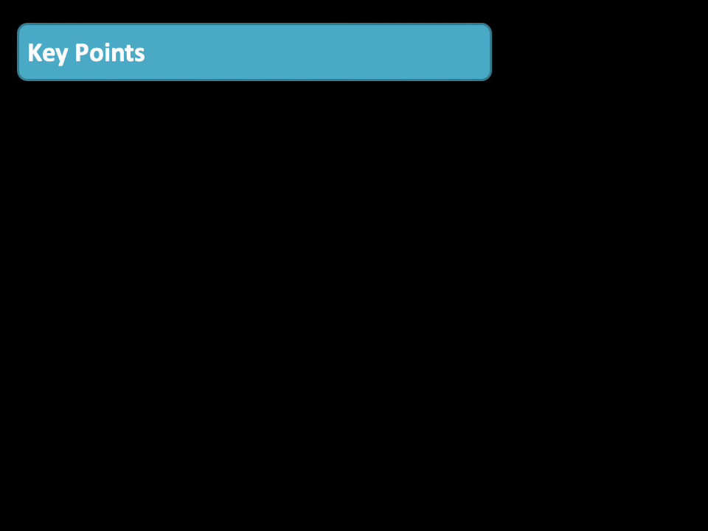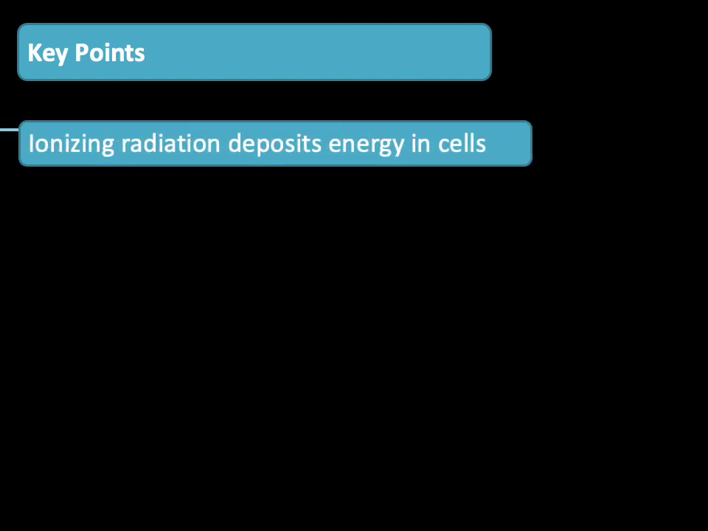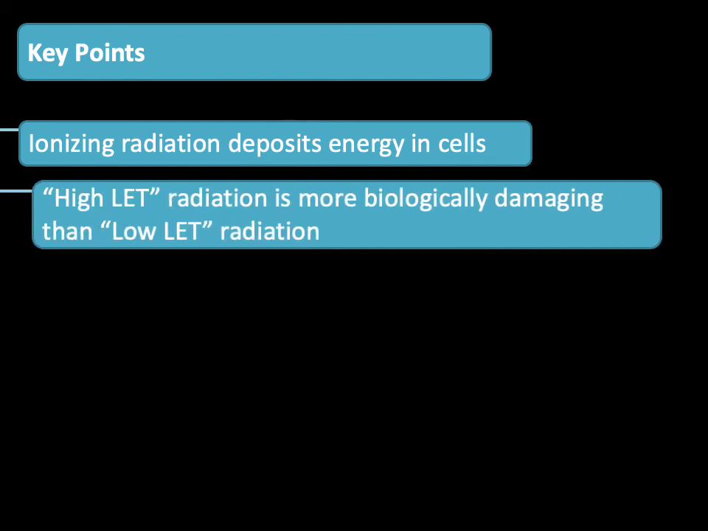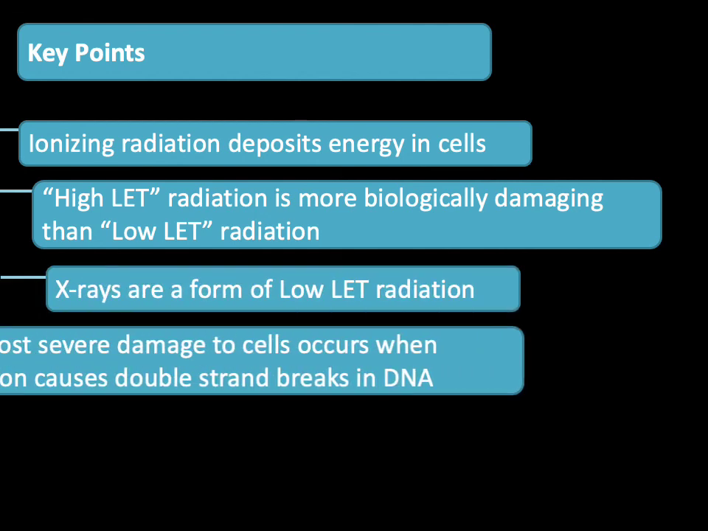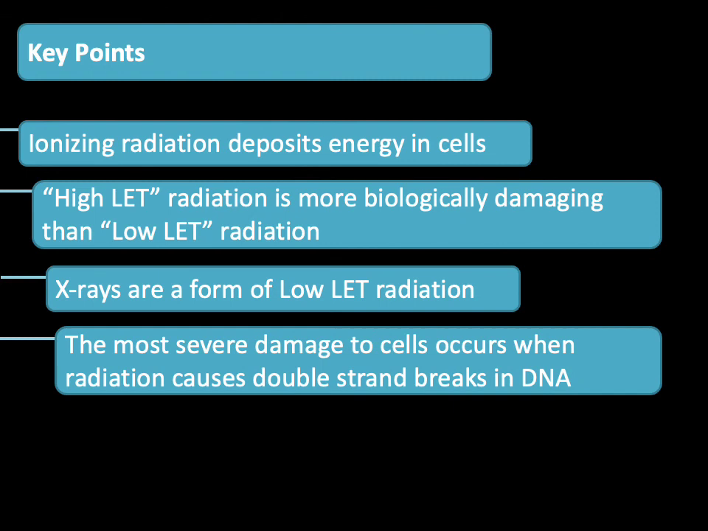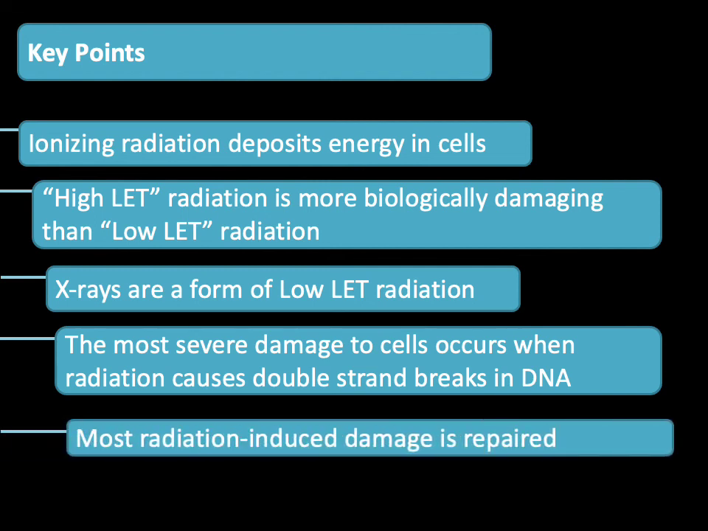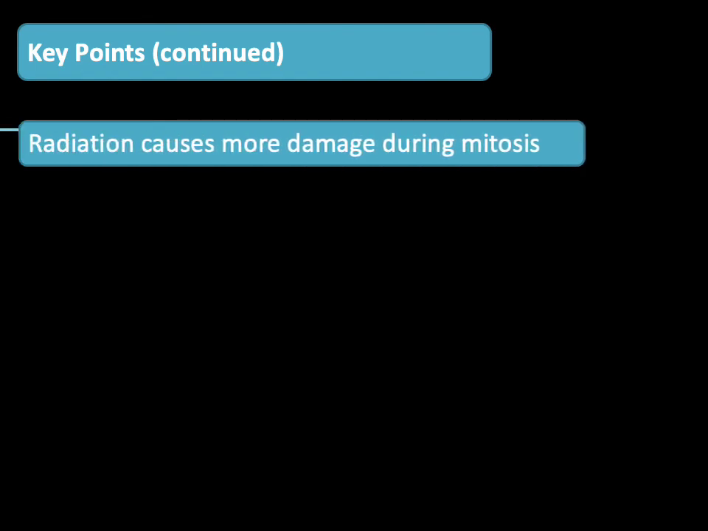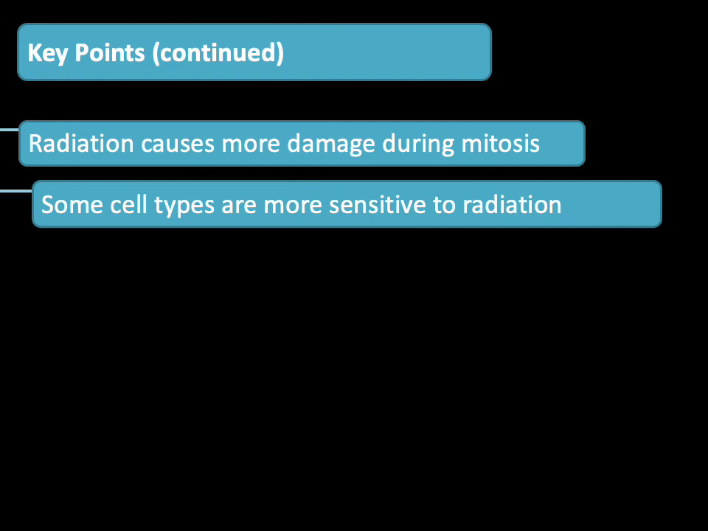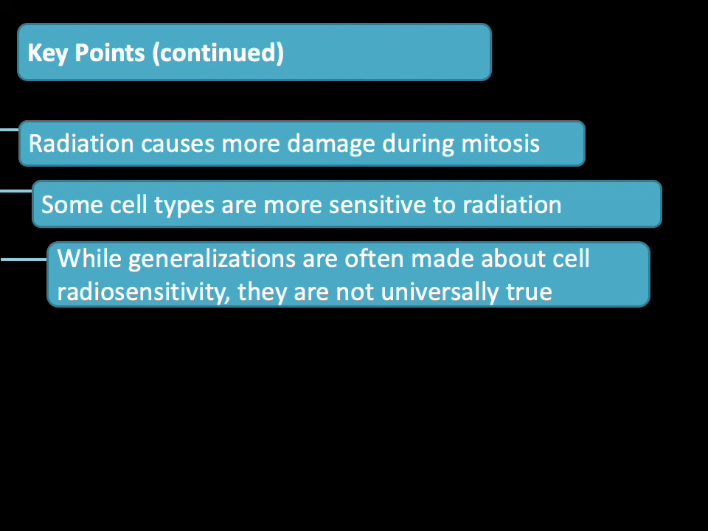So here are some key points from what we've discussed. Ionizing radiation deposits energy in cells. High LET radiation is more biologically damaging than low LET radiation. X-rays are a form of low LET radiation. The most severe damage to cells occurs when radiation causes double-strand breaks in DNA, but most radiation-induced damage is repaired. Radiation causes more damage during mitosis, and some cell types are more sensitive to radiation. While generalizations are often made about cell radiosensitivity, they're not universally true.